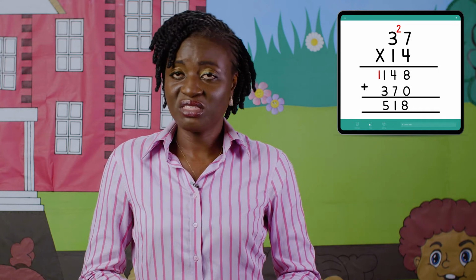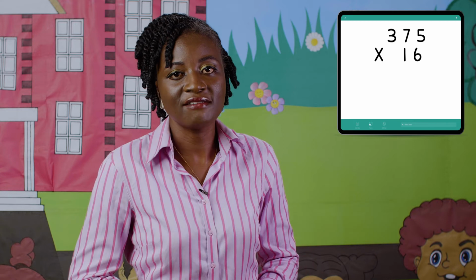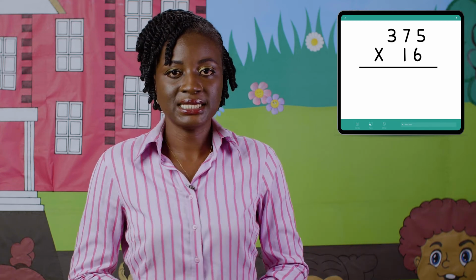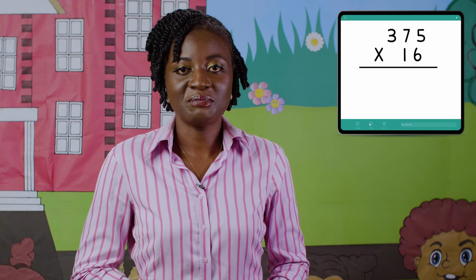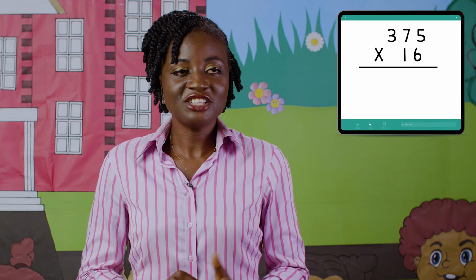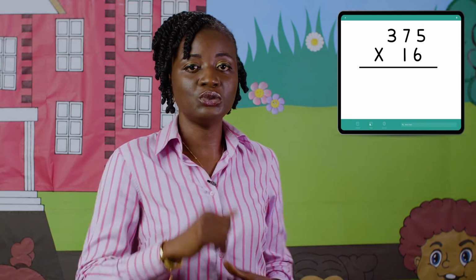Somebody is saying or thinking, won't this be a bit difficult? Maybe a bit challenging, but definitely not something you cannot do. So the next set of numbers is a 3 by 2 multiplication, and it's 375 multiplied by 16. Just the same process like we did in our 2 by 2 is what we'll be doing here.